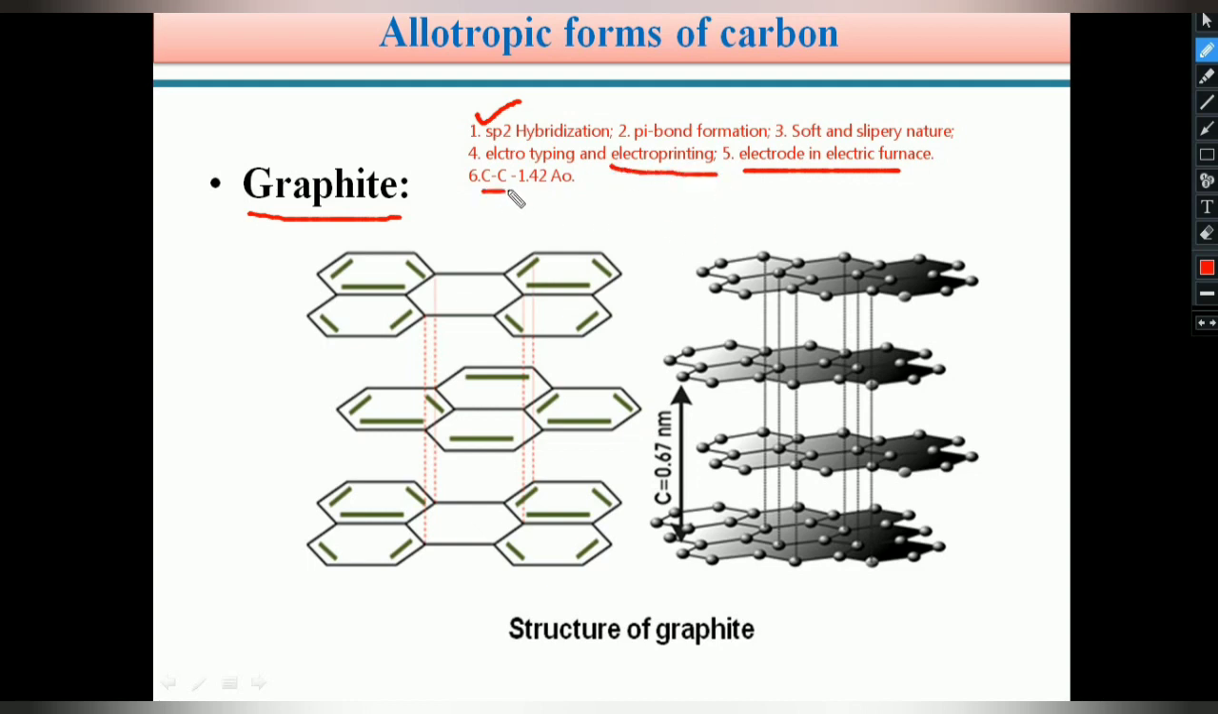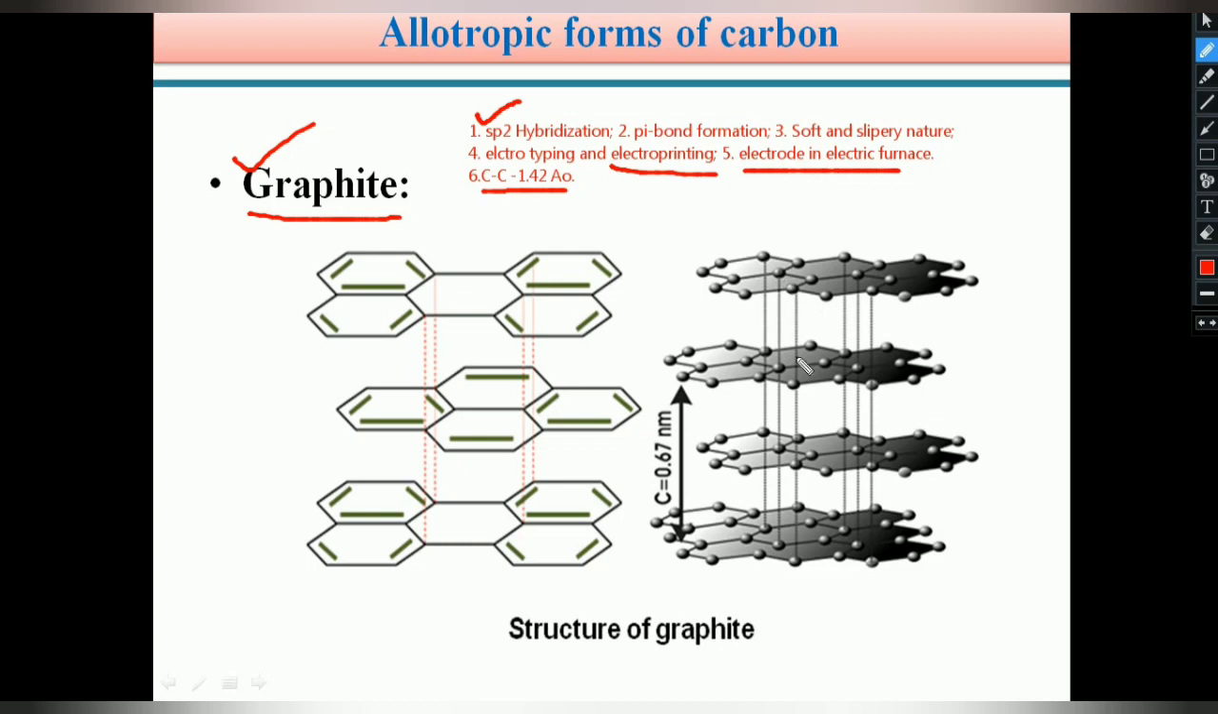The C-C bond length in graphite is 1.42 angstroms. So this is another crystalline form of carbon. One is diamond, another one is graphite. In diamond, the hybridization is sp3, whereas in graphite it is sp2. In diamond, each carbon can form 4 covalent bonds. Here each carbon can form only 3 covalent bonds. So it is in two-dimensional form.